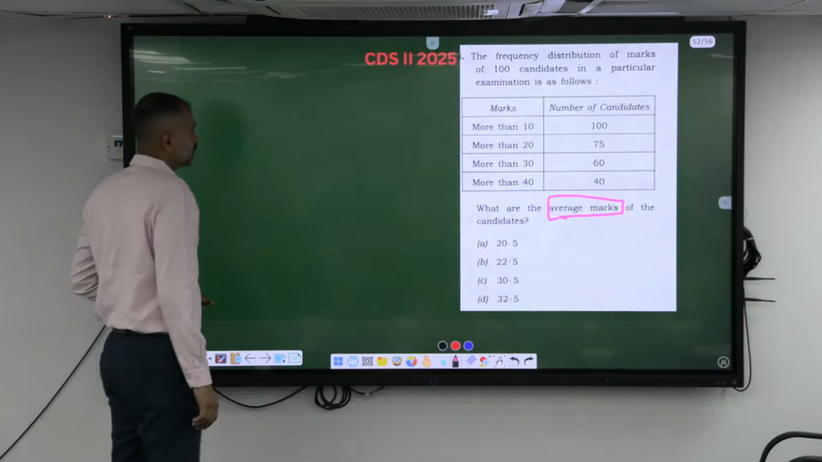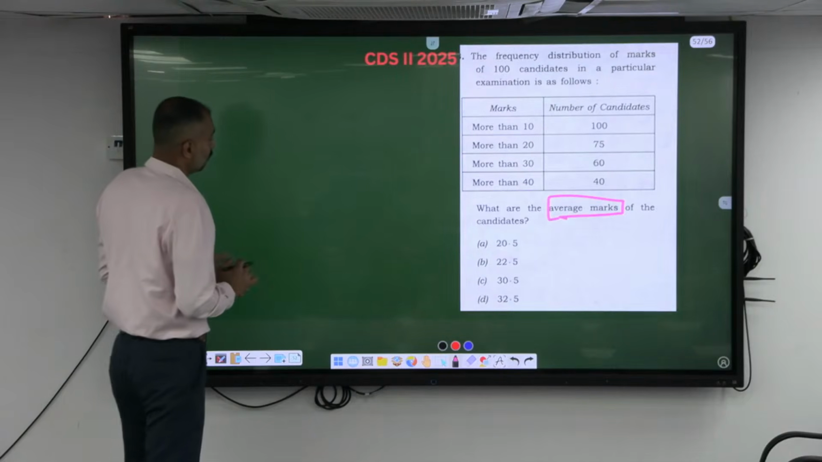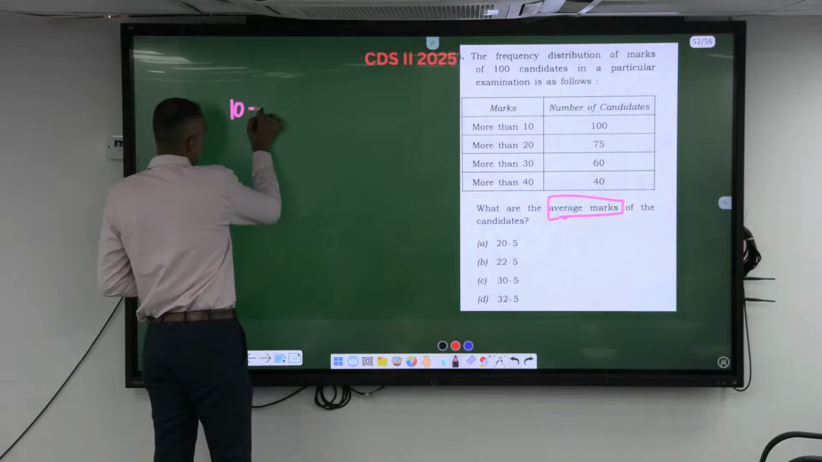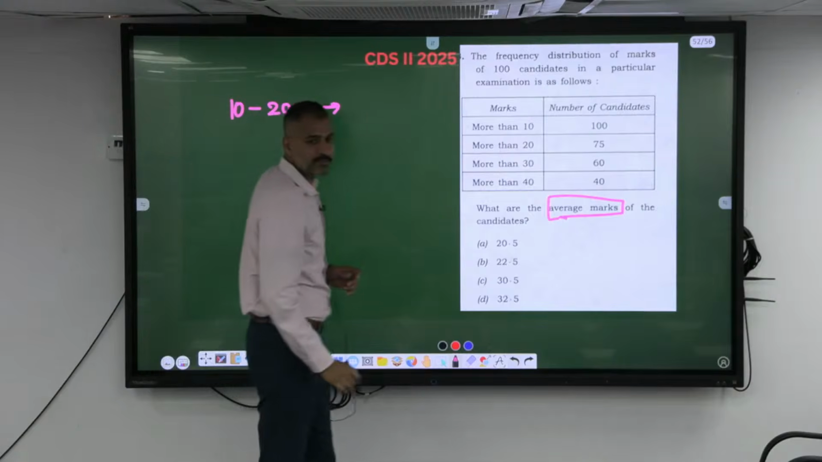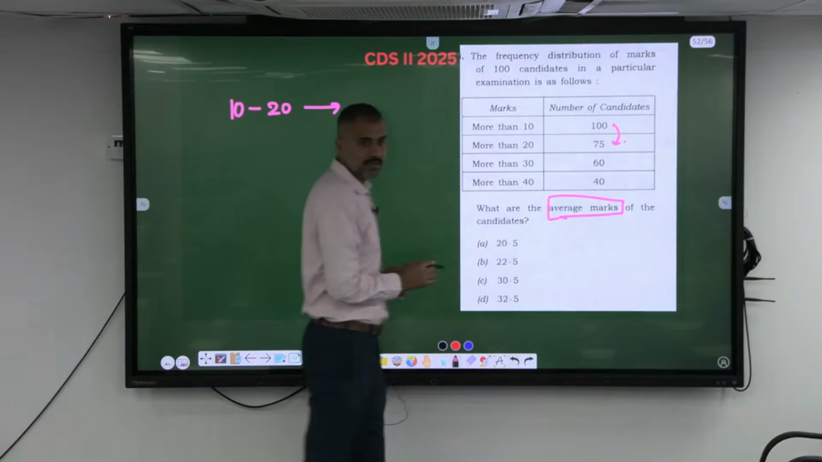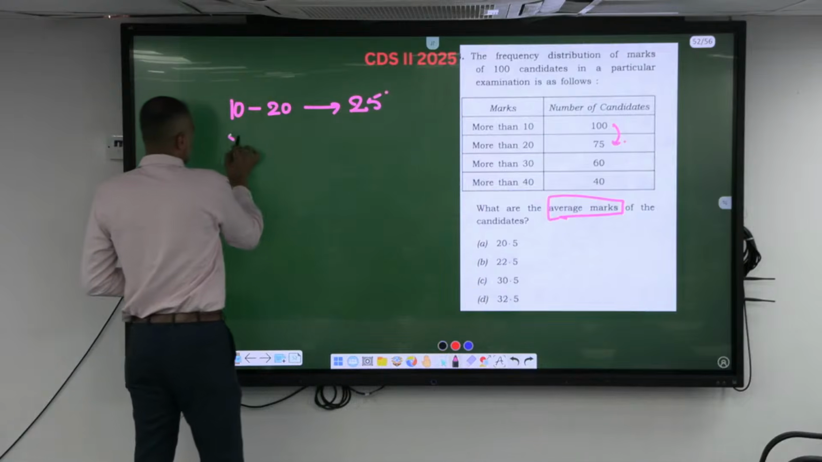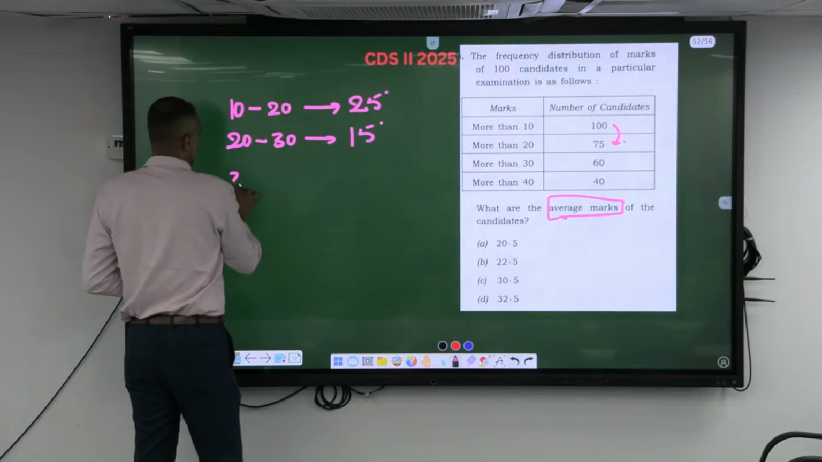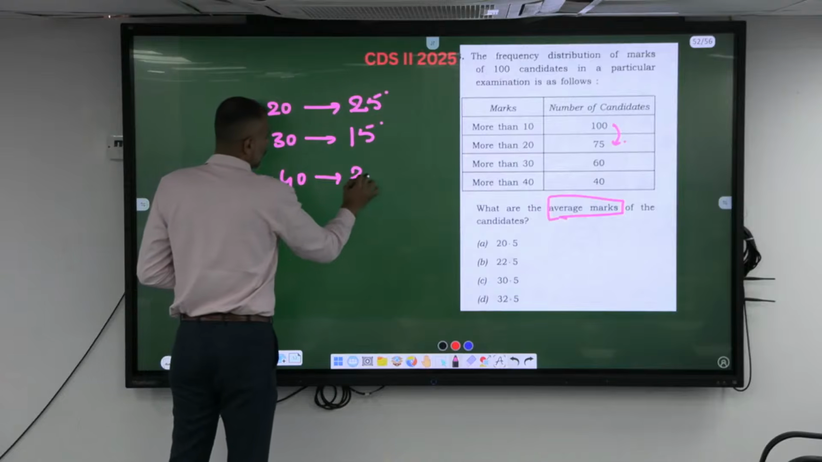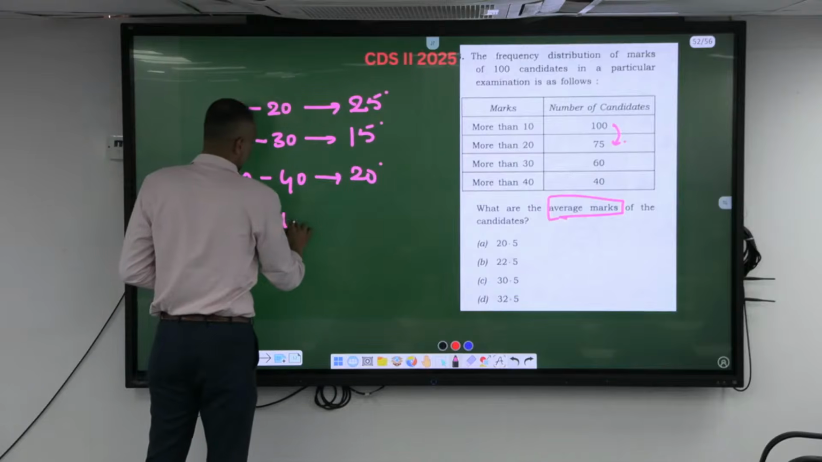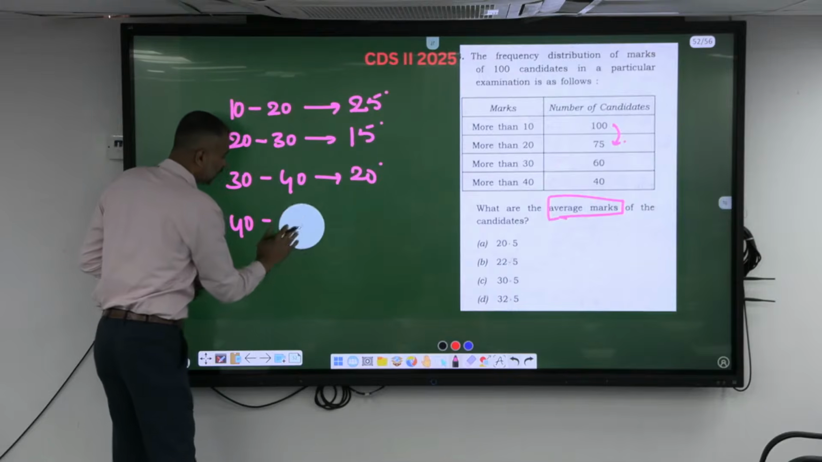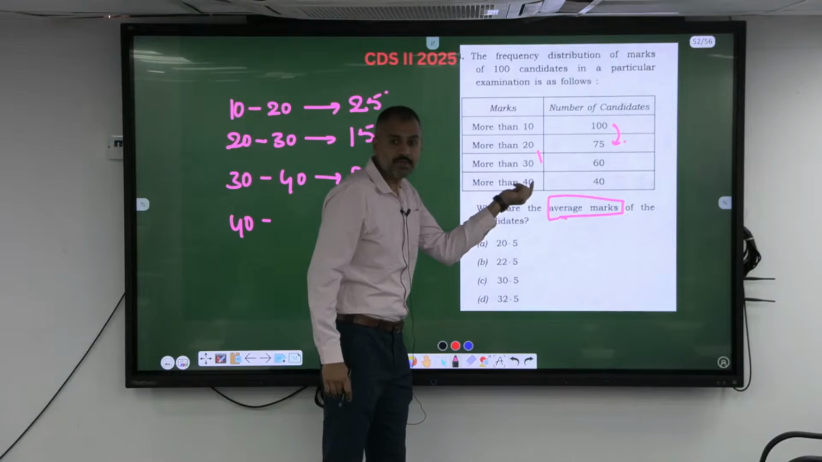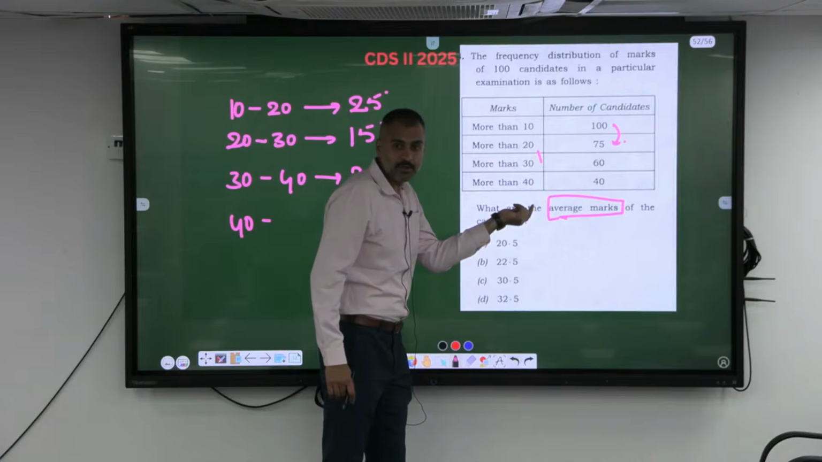Now look here, the frequency distribution of marks of 100 candidates in a particular exam is as follows. Now give me the frequency, 10 to 20 is the rate. 25, isn't it? Okay. 20 to 30, 15, 30 to 40, 20. Above 40 or 40 to 45, let's say. We have a frequency here 10, 10, 10, 10, isn't it? The next interval is not given.